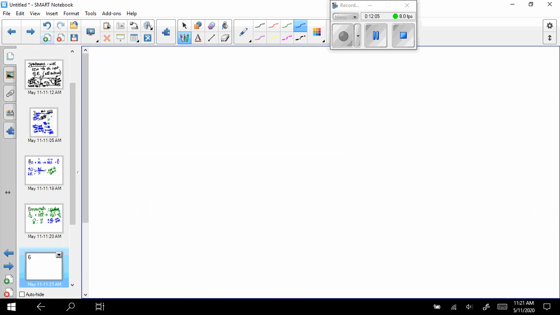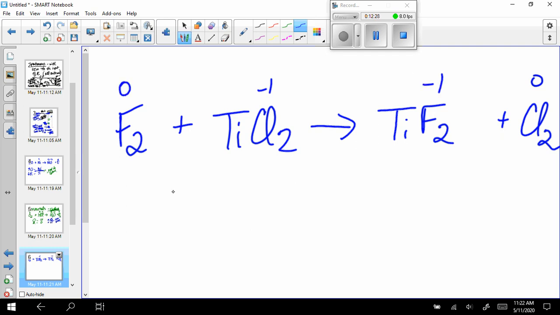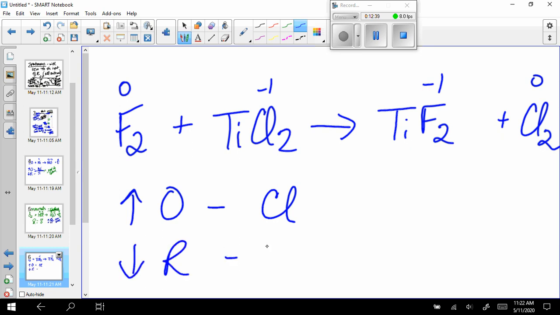Let's do another one with nonmetals. Let's say we have F2 plus TiCl2. We would get TiF2 and Cl2. All right, here this is a 0, and over here it was a -1. Here this is a 0, and over here it's a -1. So oxidized, whose number goes up, chlorine's does. Chlorine goes from a -1 up to a 0, and the one reduced going down is F. It's going from a 0 to a -1.